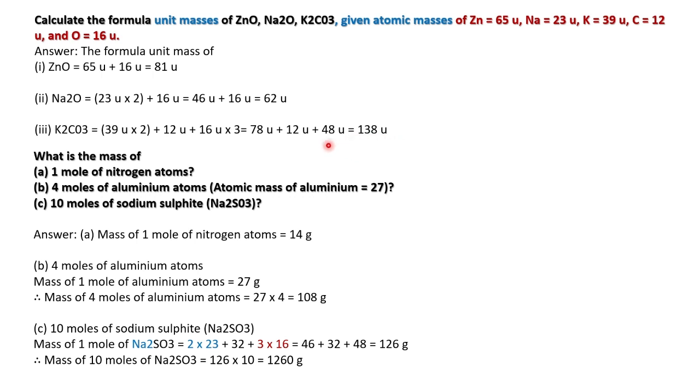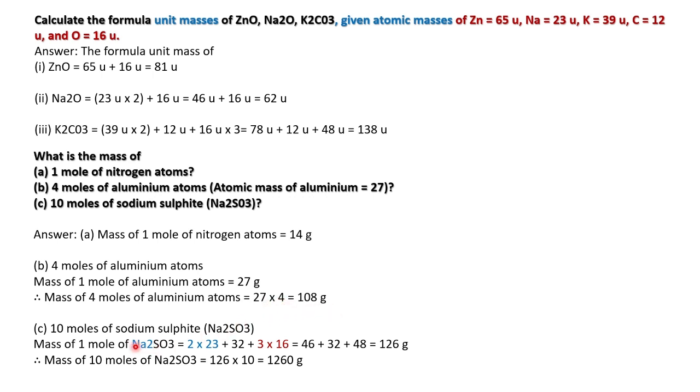Next question, 1 mole of nitrogen atoms. What is the mass of 1 mole of nitrogen atoms? The atomic mass is 14, and that will be the weight of 1 mole of nitrogen atoms, equal to 14 grams. Then 4 moles of aluminium atoms. The atomic mass of aluminium is 27, and they have given us 4 moles, so 27 into 4 gives 108 grams.